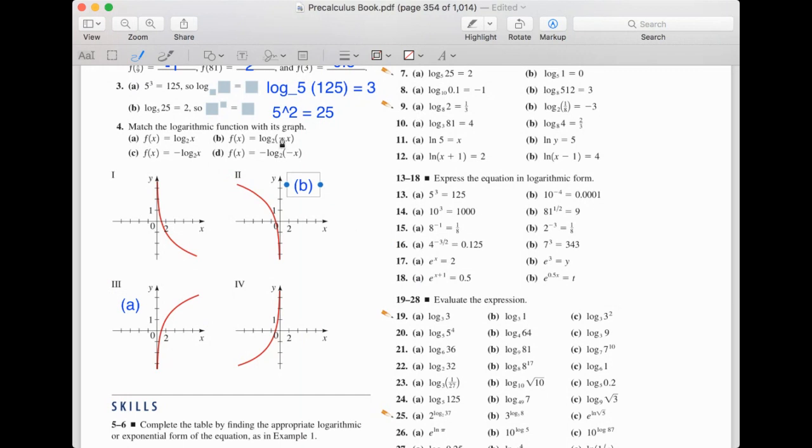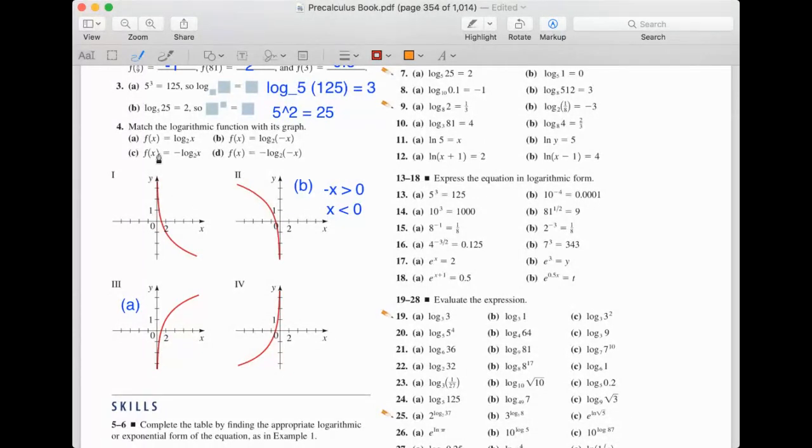Because every x value is being negated, right? We're treating a as the reference graph. Now x being positive, when negating the x value, that means the x value now has to be negative, because negative and negative become positive. Inside the log cannot be a negative value, it has to be positive. So for b, the domain: the negative x has to be positive, which means x has to be negative. So I have this graph.